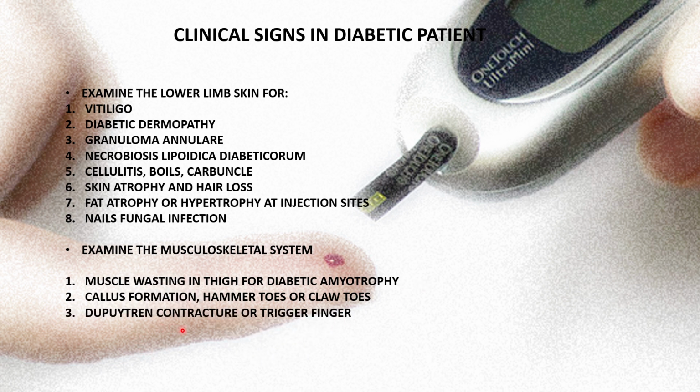Look for Dupuytren contracture and trigger finger, especially in the upper limbs. Look for joint deformity, Charcot joint, especially in the ankle and the knee joints. It can occur in diabetics. And never forget to check the ankle reflex. Ankle reflex is lost in diabetic patients. We can do that in the neurological examination as well.